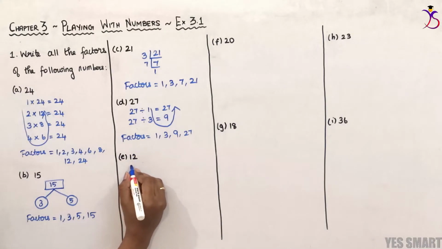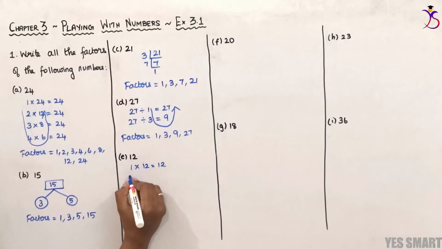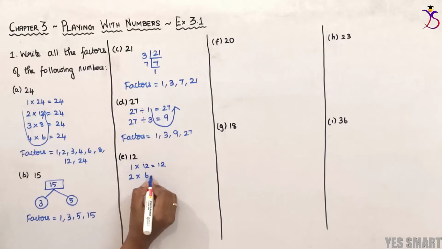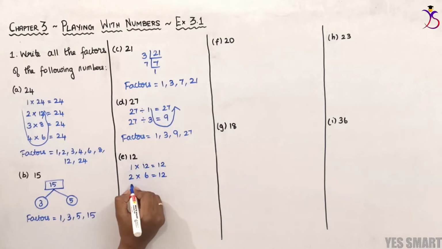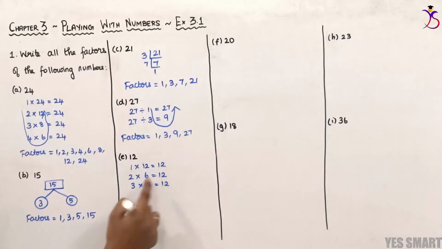12. Let's start with 1. 1 into 12 equal to 12. The number next to 1 is 2. So 2 into 6 equal to 12. After 2 we have 3. 3 into 4 equal to 12.